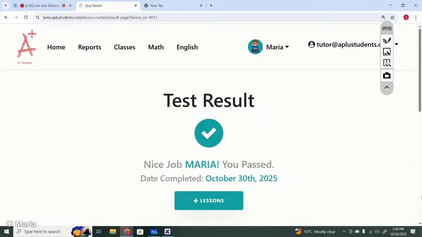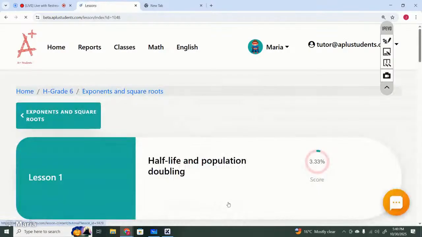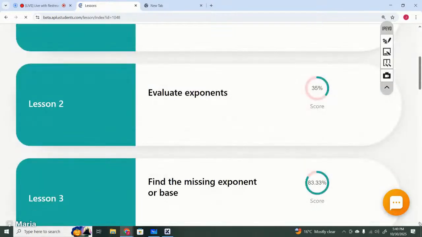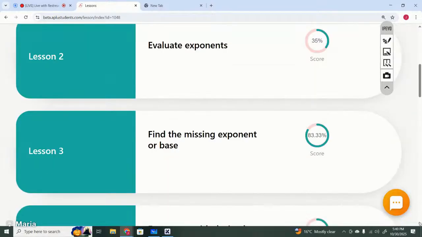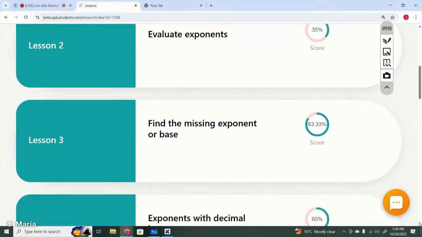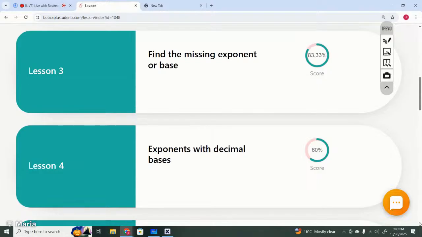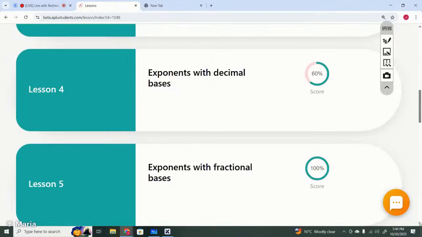Okay, so we're done with the lesson. We were working on grade 6 math. The chapter we were working on is exponents and square roots. The lessons we have covered today are evaluate exponents, find the missing exponent or base, and exponents with decimal bases.